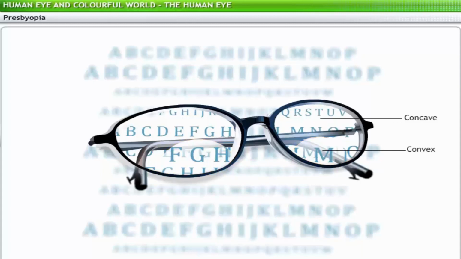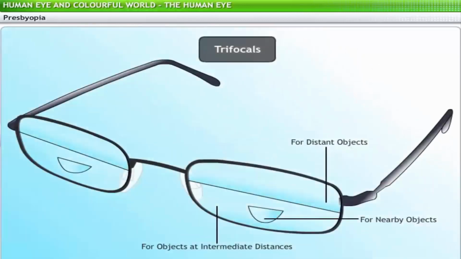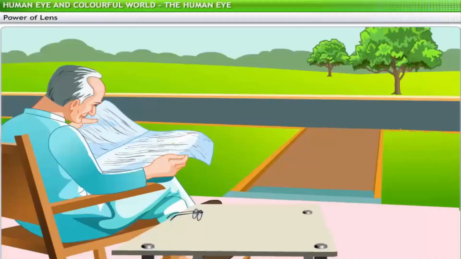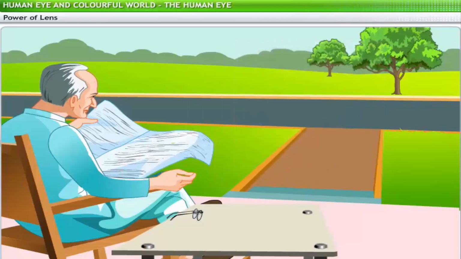Other corrective measures for presbyopia include reading glasses, trifocals, or contact lenses. The corrective measures are chosen depending on whether any other eye defects are observed. As we mentioned earlier, defects of vision can be corrected using proper converging or diverging lens or a bifocal.